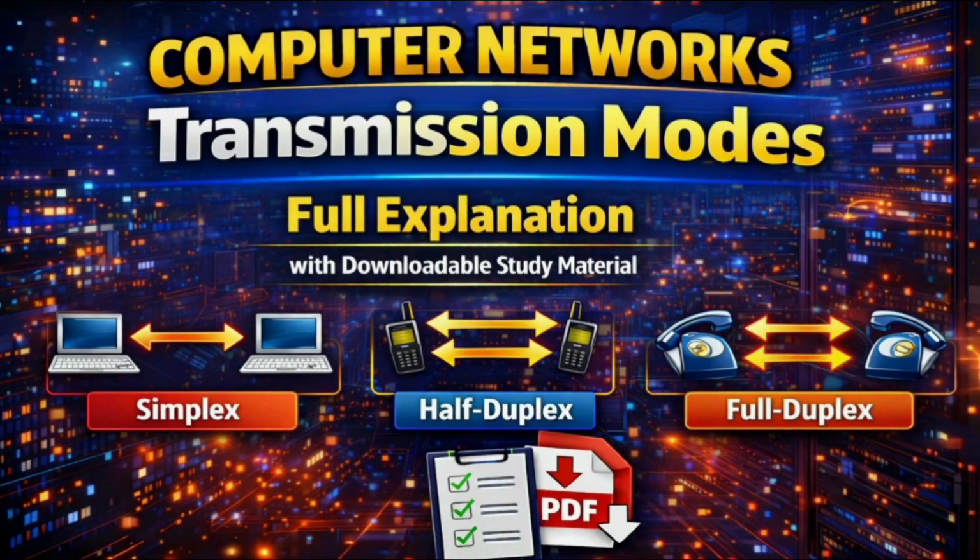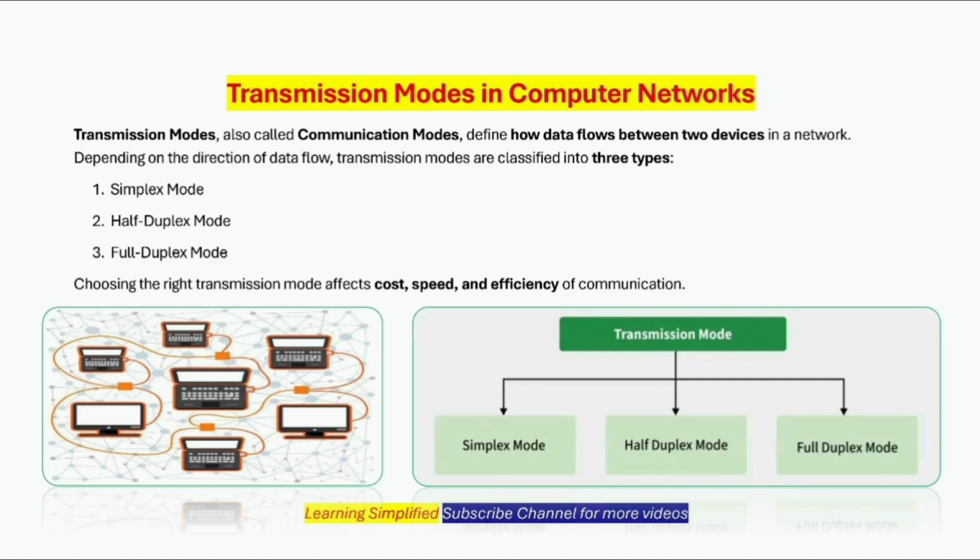Now, let us understand what transmission modes are. Transmission modes, also known as communication modes, define how data flows between two devices in a network. In simple words, they describe the direction in which data is transmitted during communication. Based on the direction of data flow, transmission modes are classified into three types. They are simplex mode, half-duplex mode, and full-duplex mode.